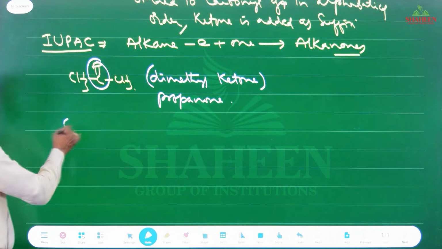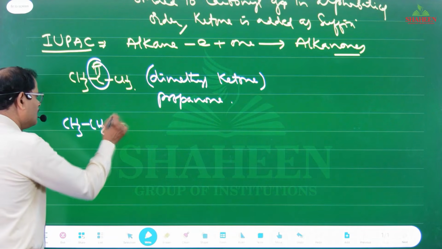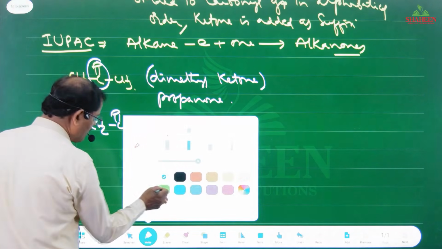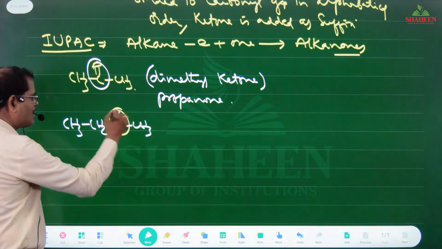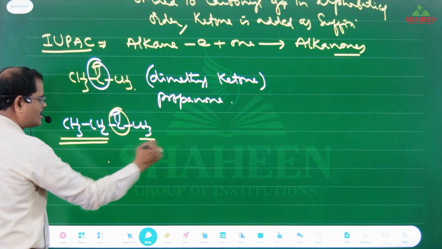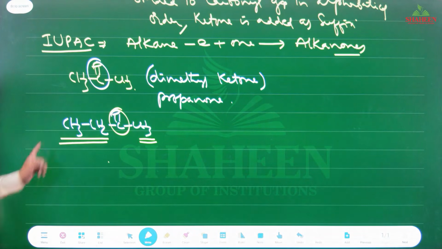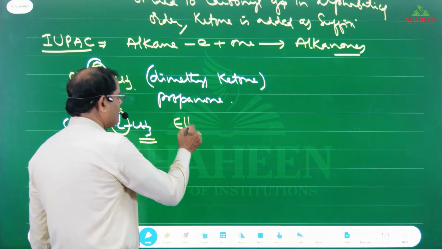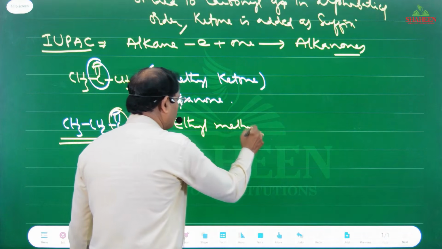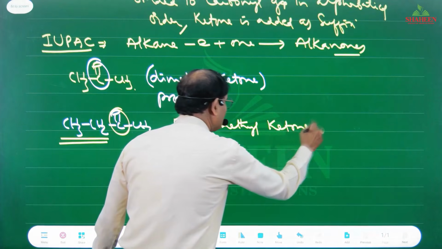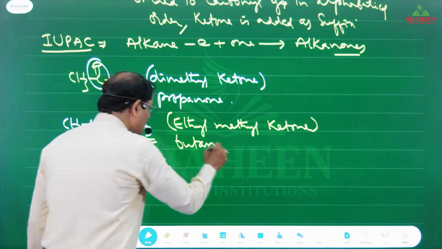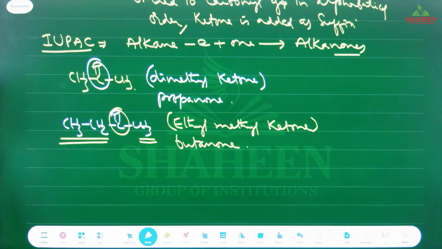Similarly, CH3, CH2, C double bond O, CH3. Here on both sides of the carbonyl group, one side we have an ethyl group and the other side a methyl group. So ethyl, methyl in alphabetical order, E first. That is why we first write the name ethyl methyl ketone. Ethyl methyl ketone is the common name, and butanone is the IUPAC name.